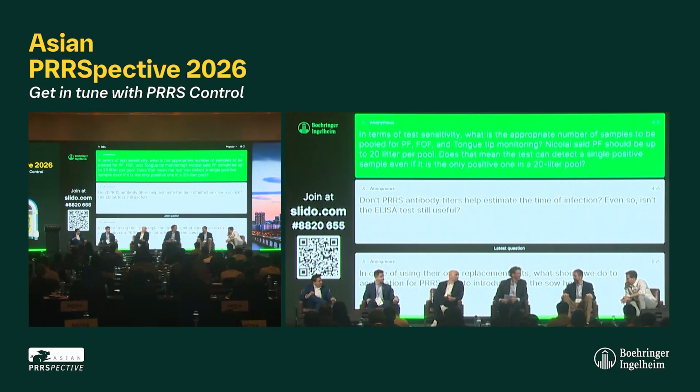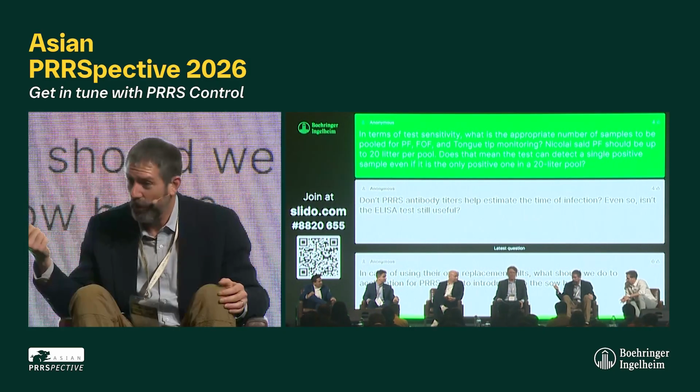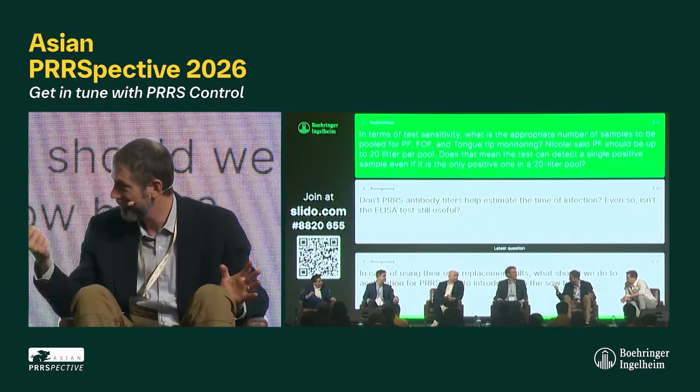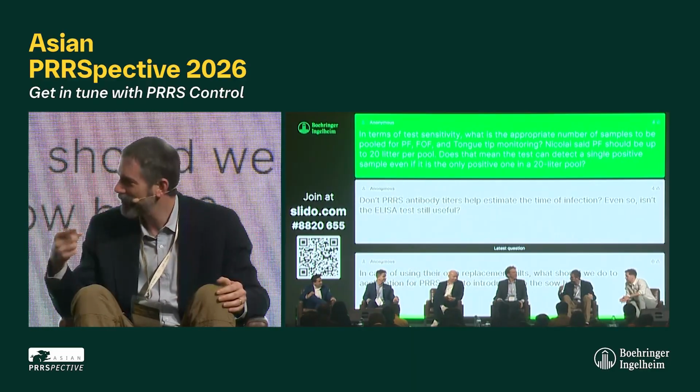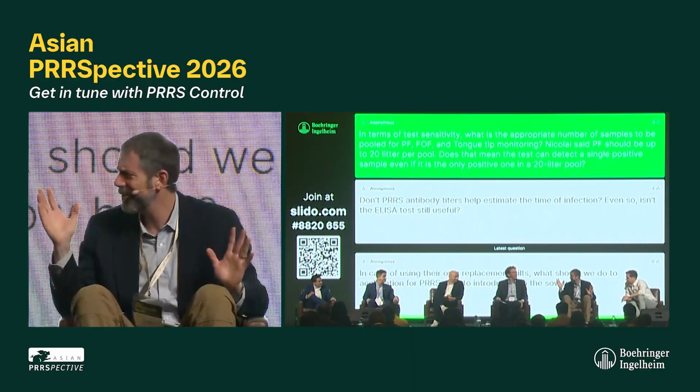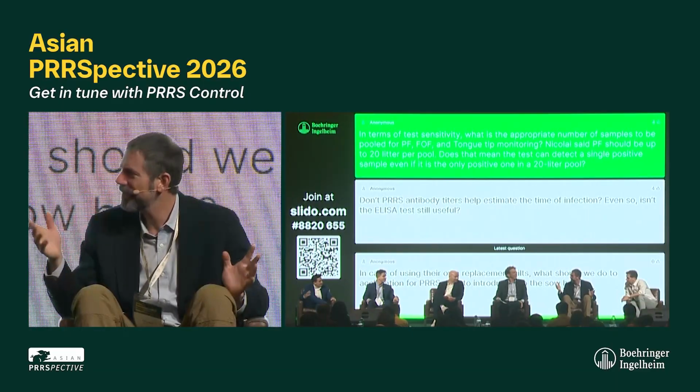Depends, right? I mean, what's your diagnostic? What's your question? If you're thinking about bringing naive gilts into the herd, don't pool 400 liters. You know what I'm saying? If this is the first time you're testing after an outbreak, pool as many liters as you want to. You're not making a huge decision off of that.